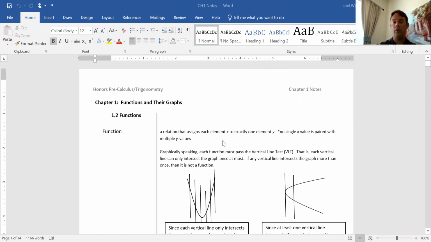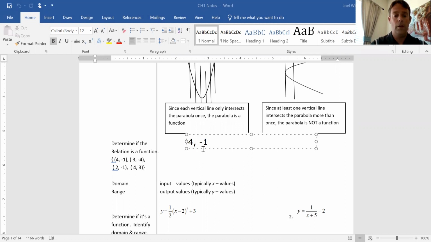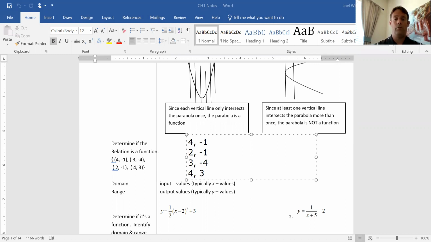Let's clear all that off. Now, this idea of what's a function: sometimes we're given the points and we have to determine whether or not it's a function. So we have to look at it and ask, can any x value be assigned to more than one y value? To begin with, I'm going to take these points and write them in a little table. I have 4, -1. I have 2, -1. I have 3, -4, and I have 4, 3. If I were to put these points on an XY axis, let's make this a little XY table here.